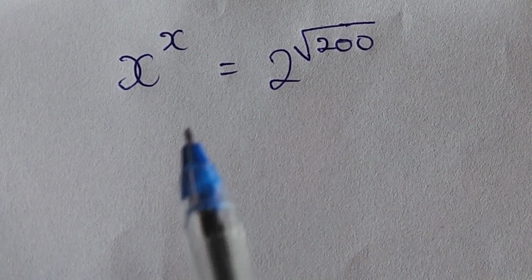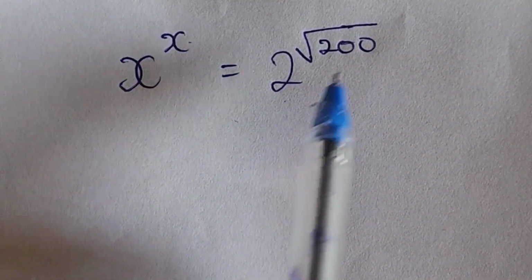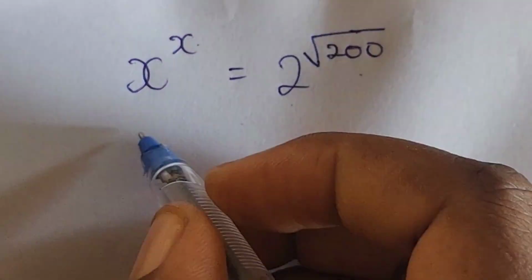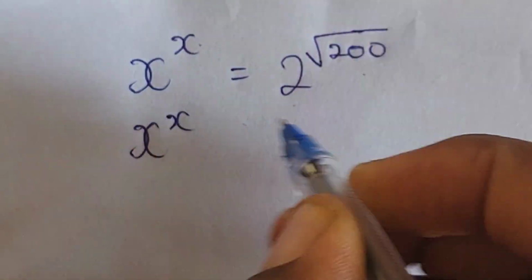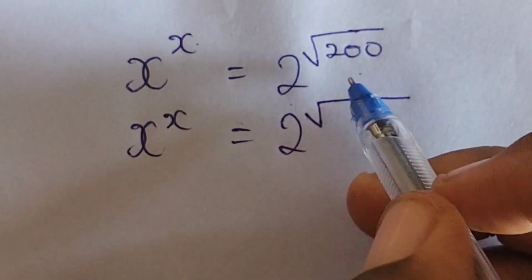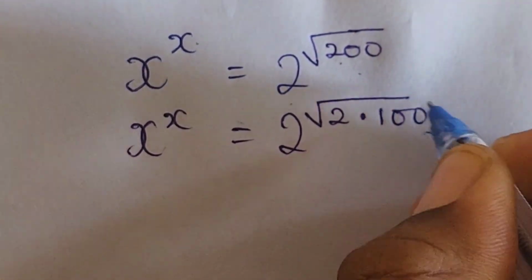So today we want to resolve this. We have x to the power of x to be equal to 2 to the power of root 200. So for us to begin, let's have x to the power of x to be equal to 2 to the power of the square root of 200. We can write it as 2 times 100.